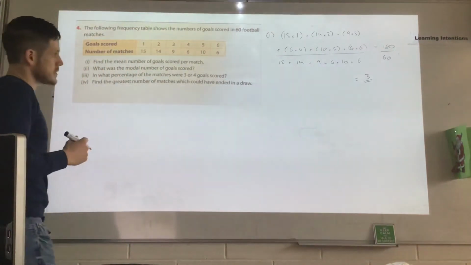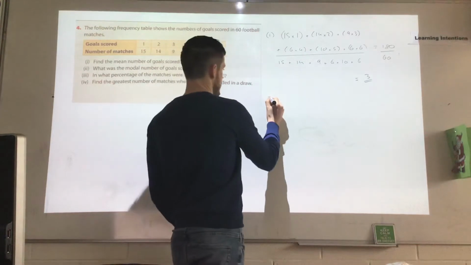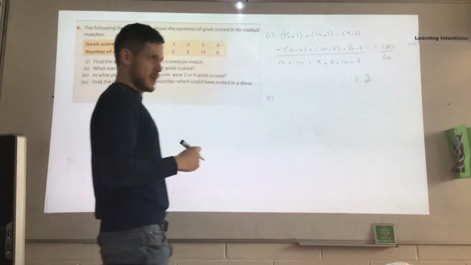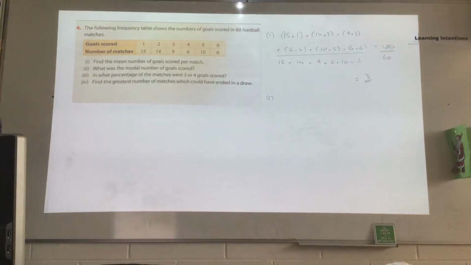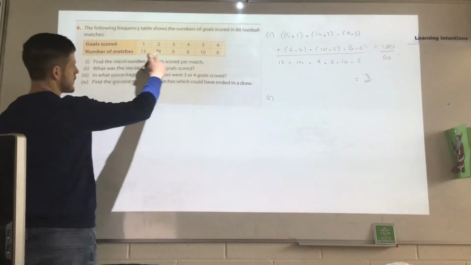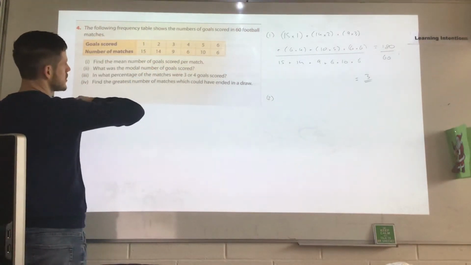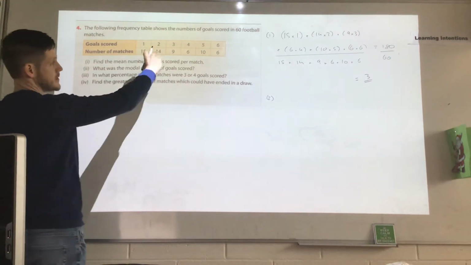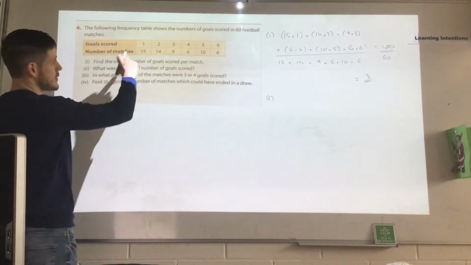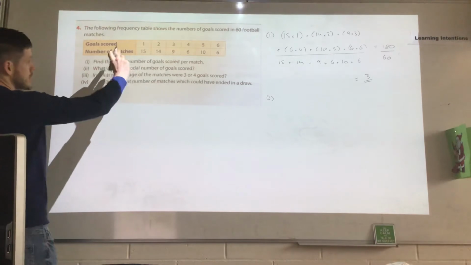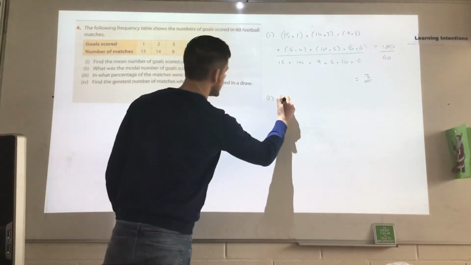The second question is, what's the modal number? So, of goals scored. So how many goals was scored the most in a match? So what's the most common amount of goals scored in a match? Well, if you look here, you look for the biggest number here, which is 15. So in 15 matches, 1 goal was scored, and that's the highest. Close to it is 2 goals scored in a match happened 14 times, but 1 goal being scored in a match happened 15 times, so the modal number is 15.